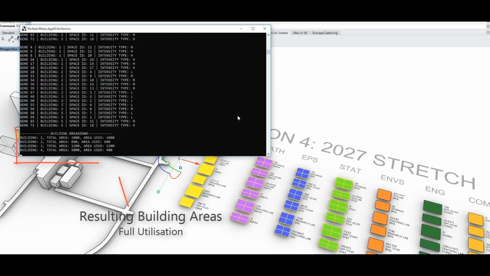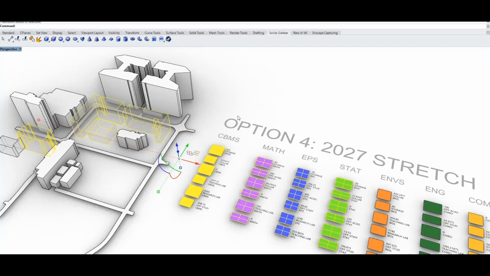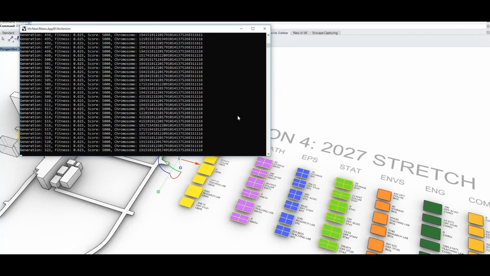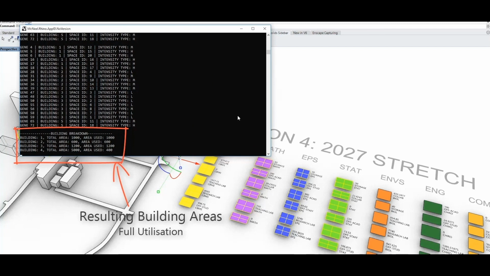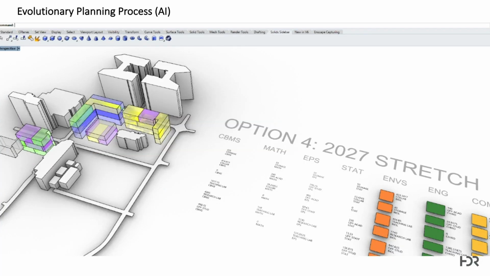Jeremy's developed an algorithm that allows us to, what you saw there, you'll see it cycling through. What it was doing is it's actually running 100,000 iterations. It's evolving and learning. It's using AI to actually start looking at how we can take all that space and block and stack it in the most efficient manner with the requirements associated with it.